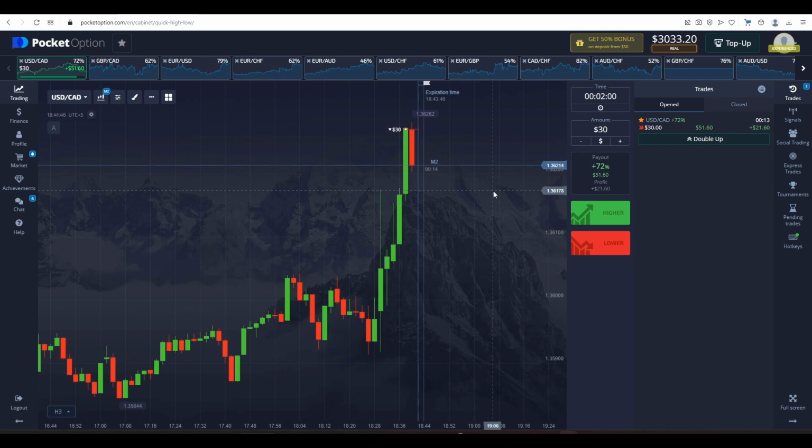We see that in the last 2 minutes, the price strongly corrected downwards and my second trade closed with a profit. The income from this option covered the losses on the previous trade and generated profit.